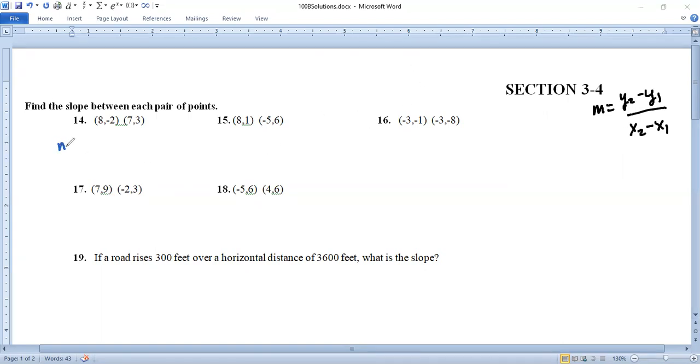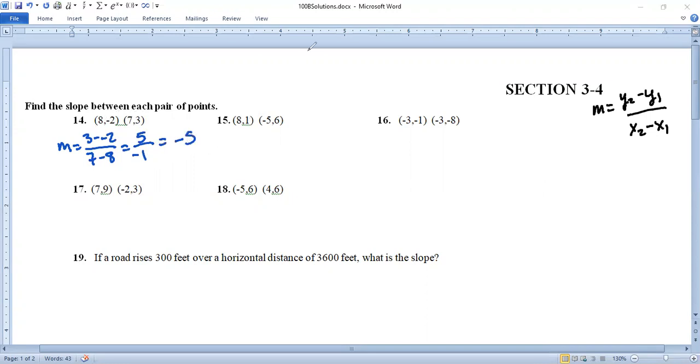The slope is going to be 3 minus negative 2 over 7 minus 8. And you could have done negative 2 minus 3 over 8 minus 7. You either subtract from this point to that one or that point to that one, but you can't mix them up. So that becomes 3 plus 2 is a 5, 7 minus 8 is a negative 1, and 5 divided by negative 1 is a negative 5.